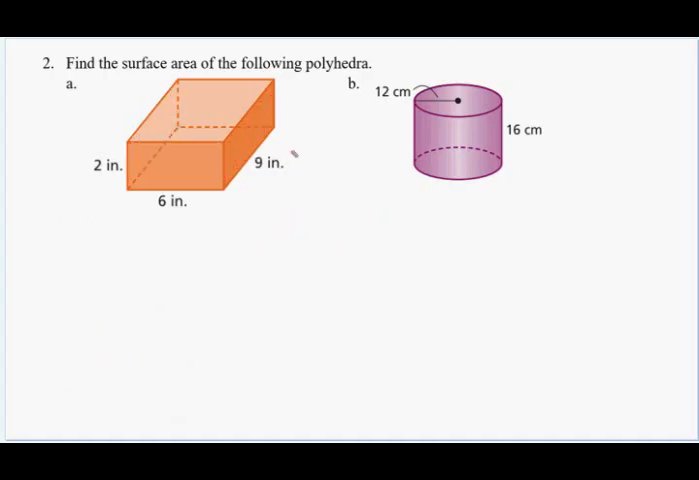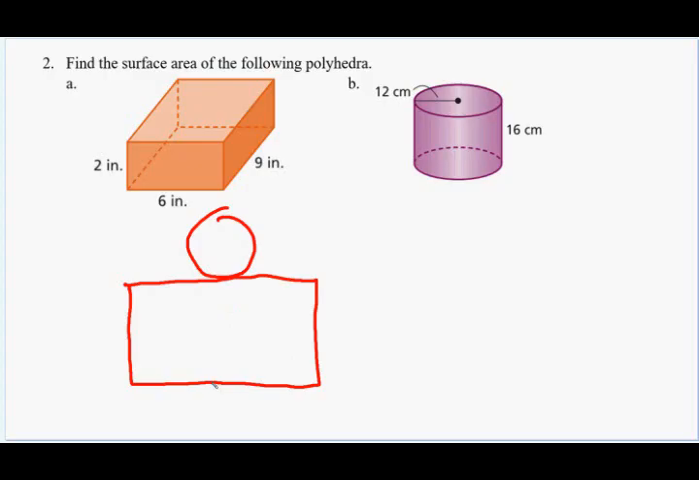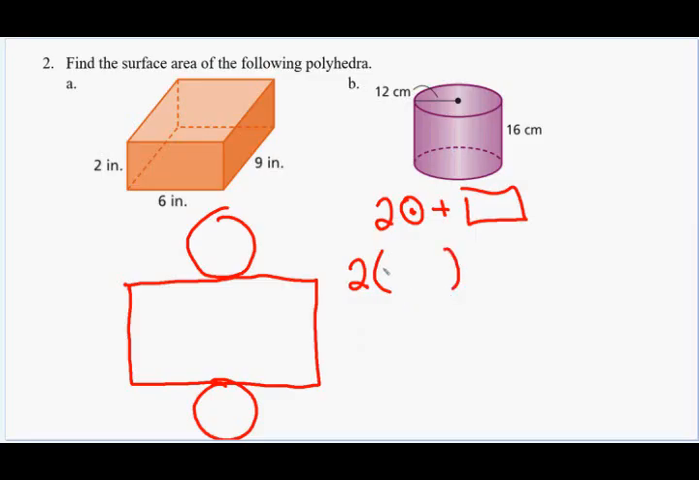Now in letter B, I'm going to sort of redraw the net we saw in the previous example. We're going to have a rectangle. Oop, that's a pretty terrible rectangle. I can do better. There it is. And then at the top, we're going to have a circle, and at the bottom, we're going to have a circle. So we need 2 circles and a rectangle. Well, we've got 2, and the area of a circle is pi r squared.